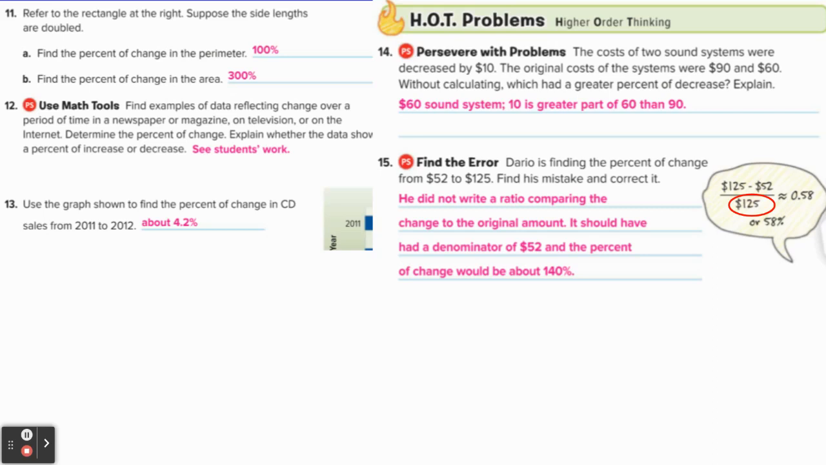So it was $60 for the sound system. And his mistake was that he put 125 at the bottom. The original was $52, so that's what he should have divided by. Okay.